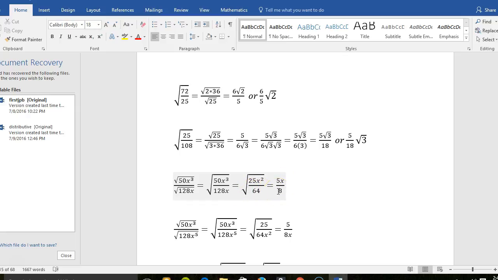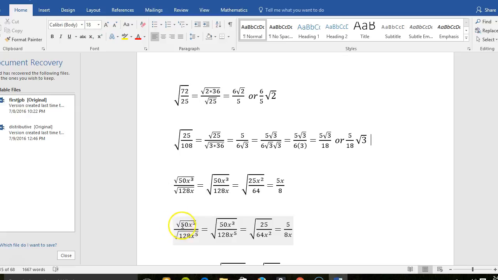And I technically skipped a step. I skipped the fragmentation step where radical a over b is rad a over rad b, but I don't think that's going to throw you for a loop. It's pretty trivial what we do here. Okay, so there's that.